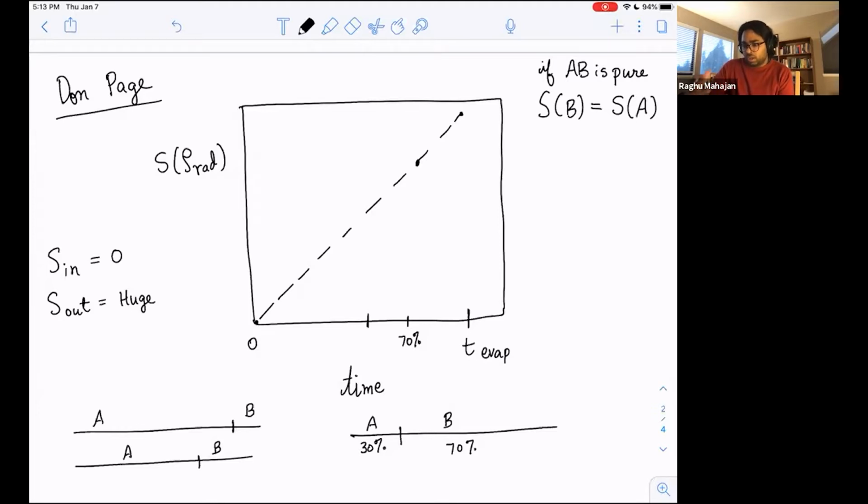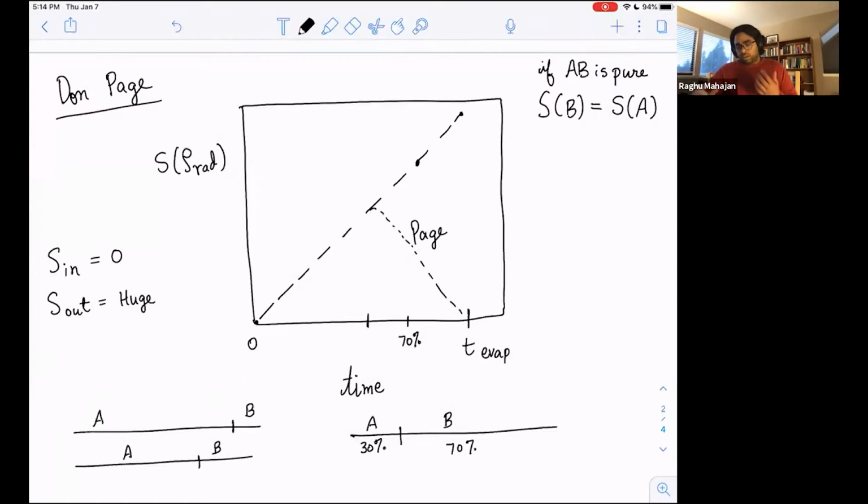And if the state of A is almost, again, some random state, almost completely entangled, then we would only expect entanglement at the level of 30%, not at the level of 70%. So what this means is that after the halfway point, you should actually look at the entropy of the black hole, like how much black hole is remaining. And then you see this curve has to come down after the halfway point. So this is Page's prediction.